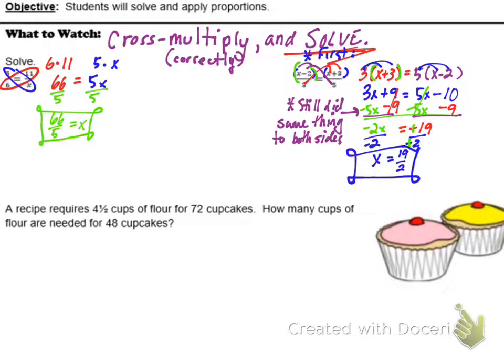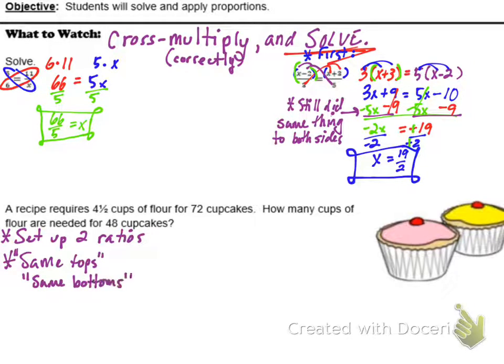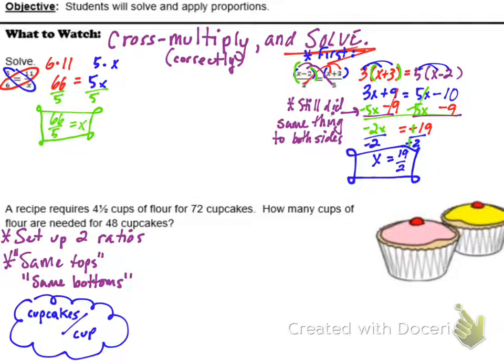All right, and these really lend themselves well to application problems. So we have this recipe. Go ahead and read the problem. Now that you've read the problem, I need to set up a proportion. So I have to decide how to set my ratio up. Do I want cups over flour, cups of flour over cupcakes, or do I want cupcakes over cups of flour? I'm going to go with, what did I go with? Cupcakes per cup. So cupcakes over cup.